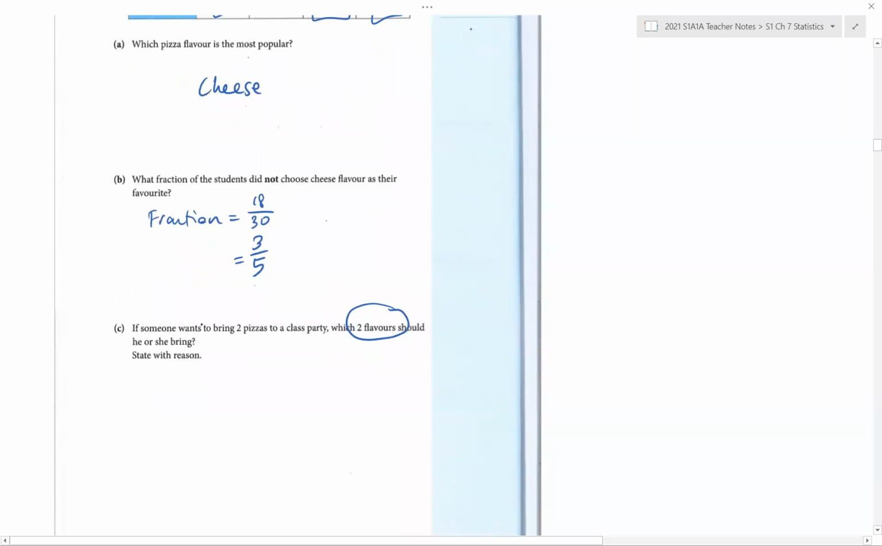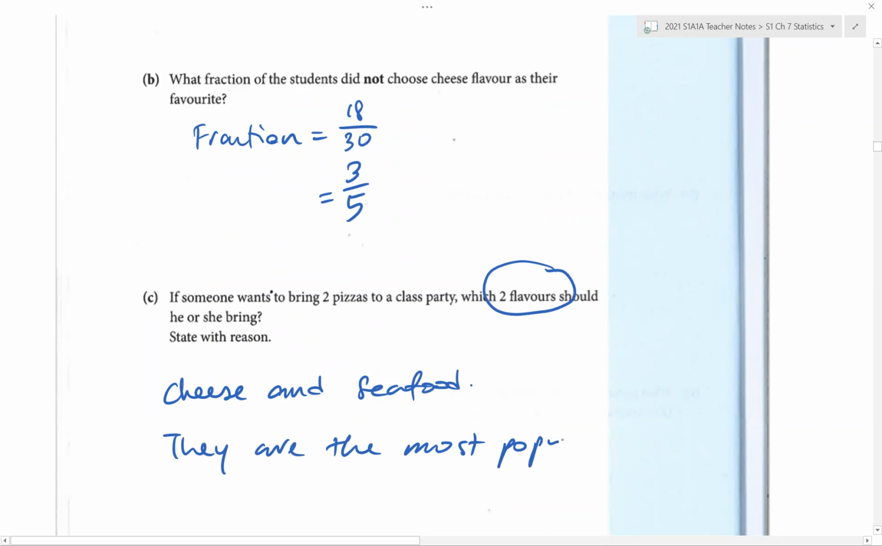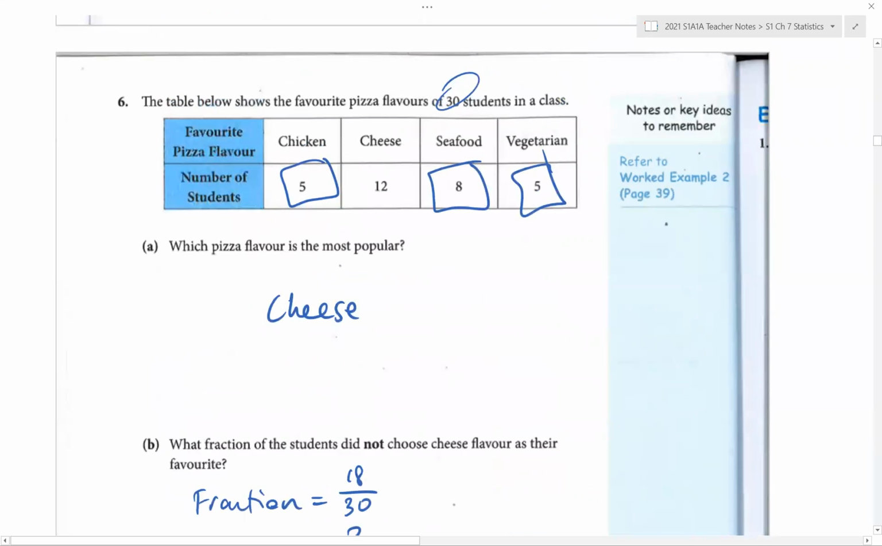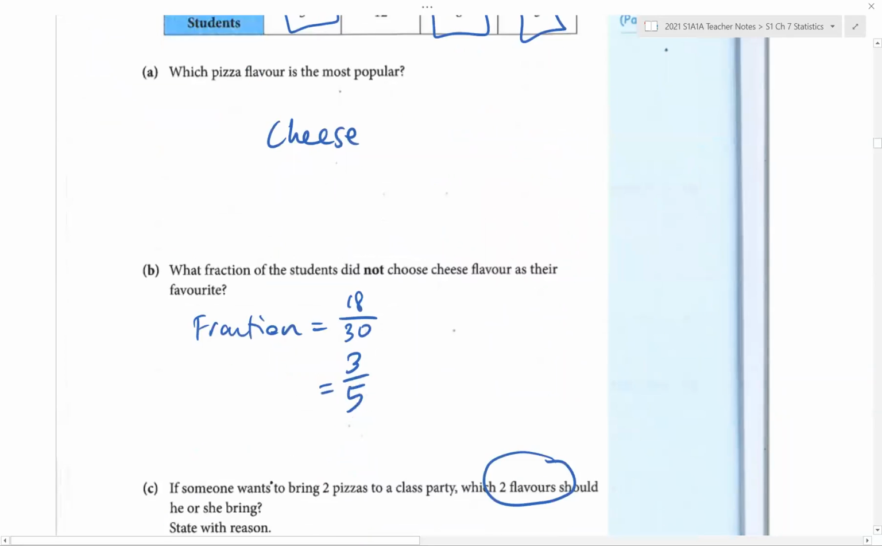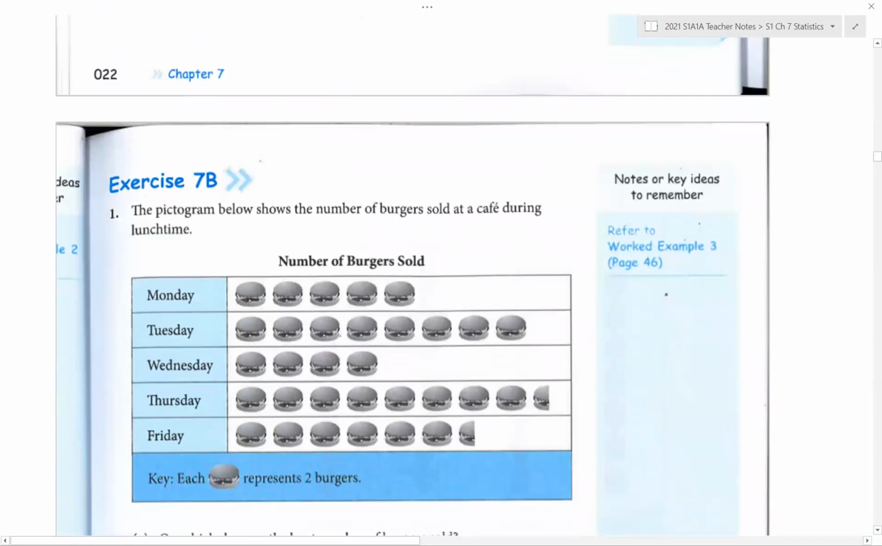Okay. So cheese and seafood. Reason, they are the most popular flavors. Okay, yeah, you can use the keywords that they use, which is they are the flavors with the highest number of students saying there is the favorite flavor. Okay, a bit longer. But you get the idea, it's logical, right? Everything is logical. Doesn't even feel like you're doing maths, right?